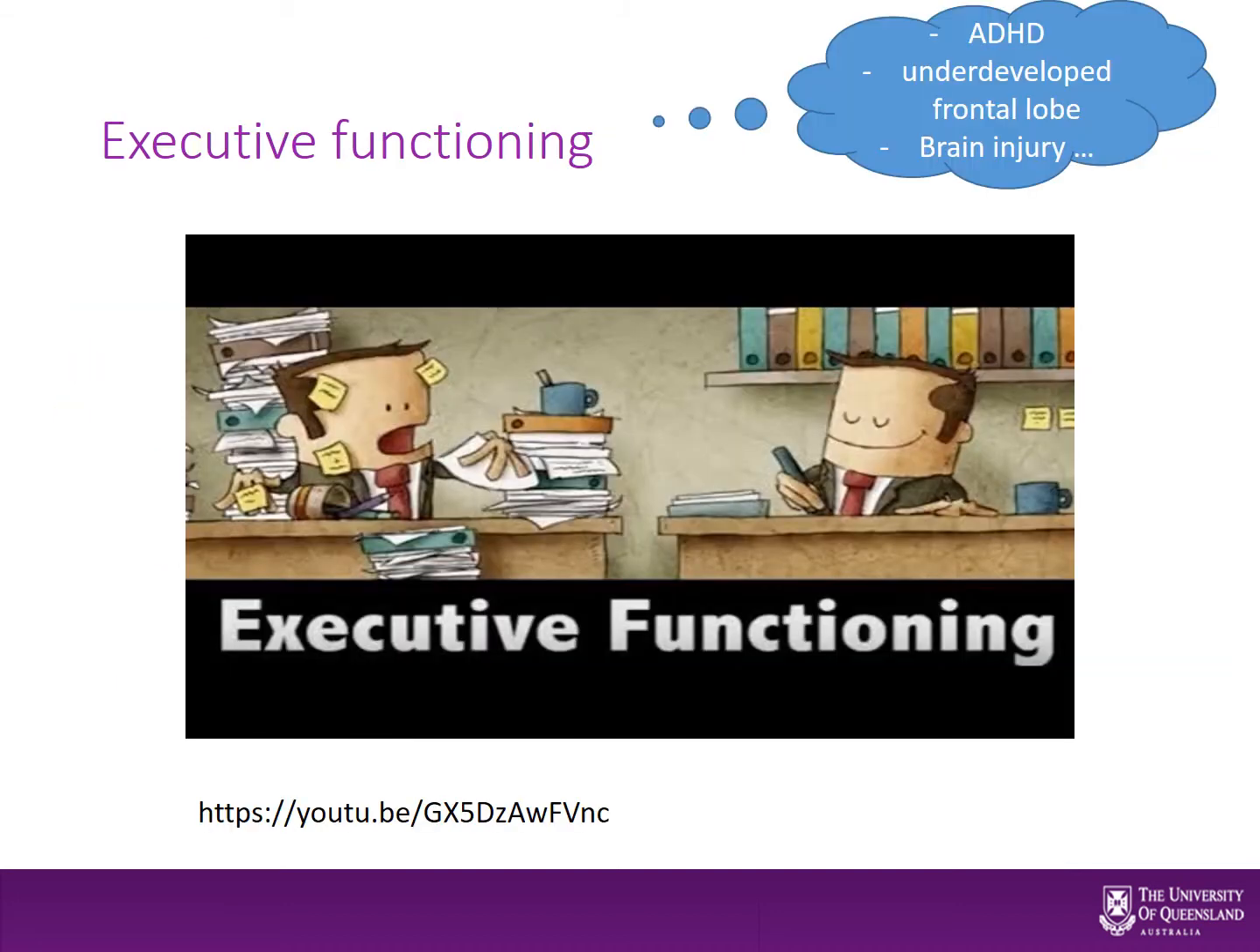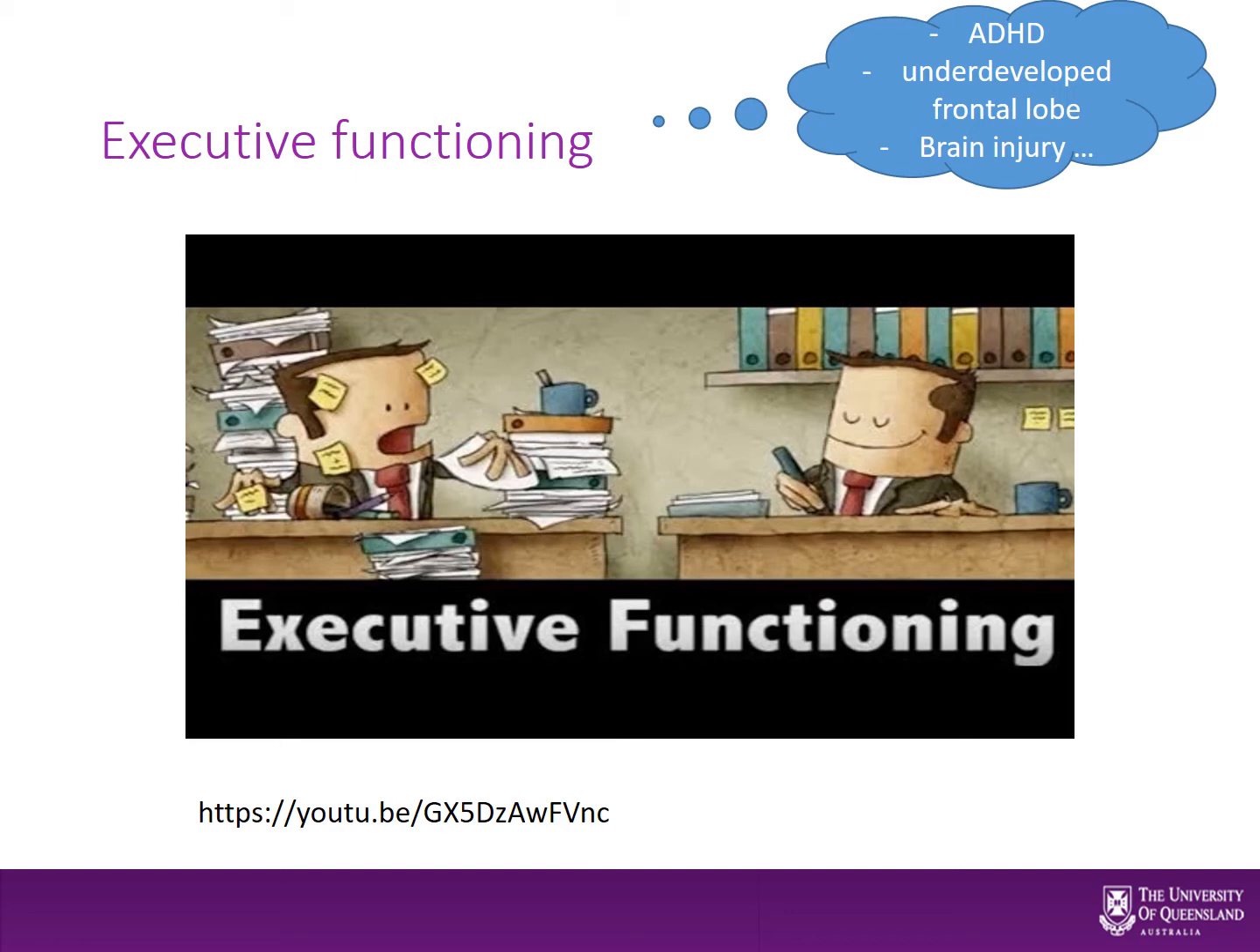Now, executive functioning difficulties can occur from a number of different situations. So it could be a part of ADHD, attention deficit hyperactivity disorder, or it could be just a developmental issue that the frontal lobe is yet to develop. So we know that young children don't have the same control that we do as adults. So it's harder for them to attend to things. It's harder for them to resist doing things that perhaps they know they shouldn't.